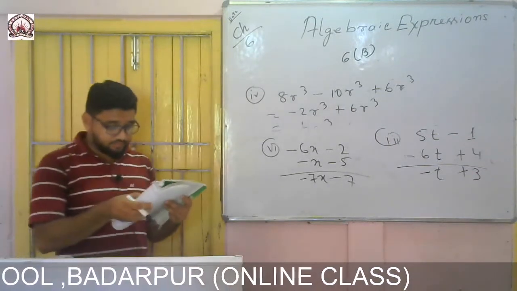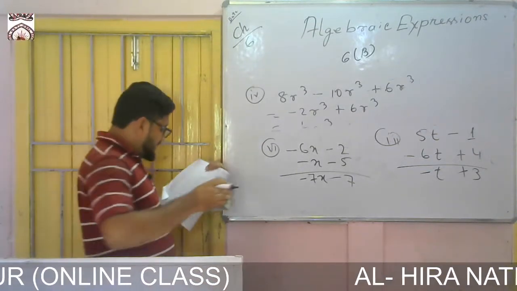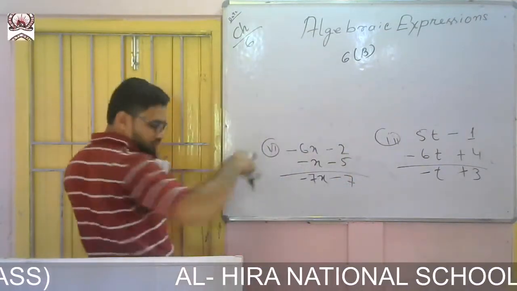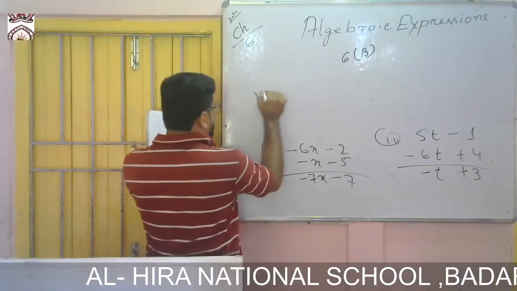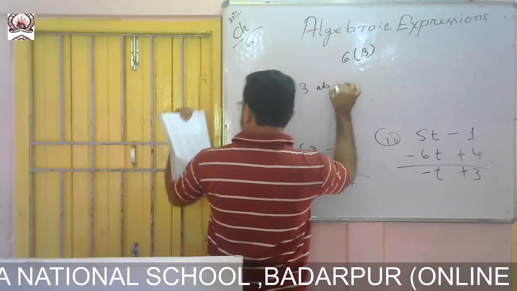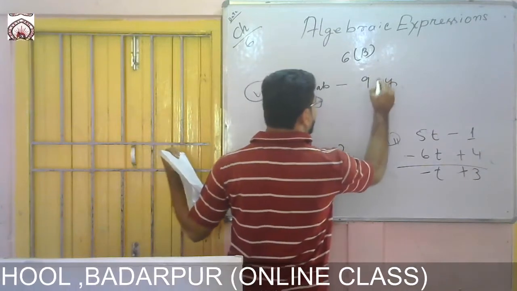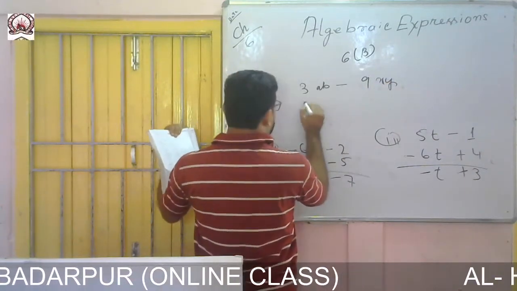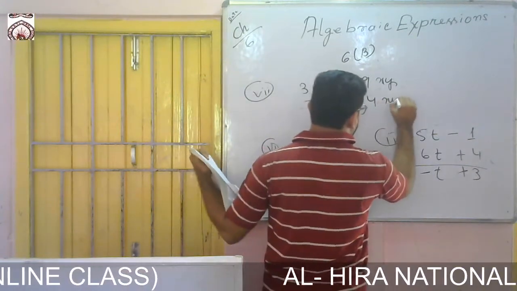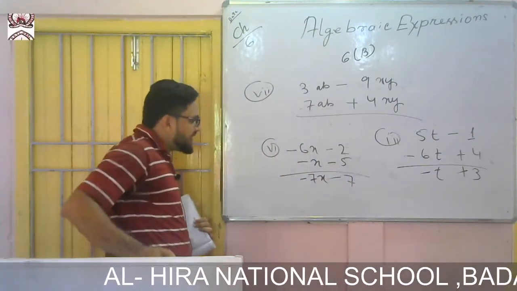So now come to question number 7. You see what is there? 3ab minus 9xy, and 7ab plus 4xy. Add it.